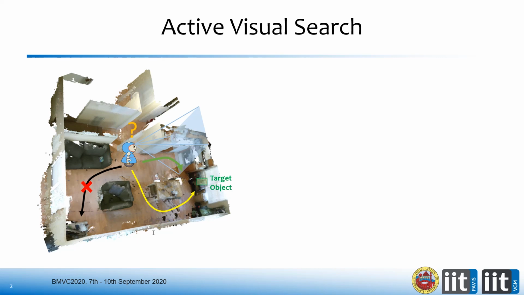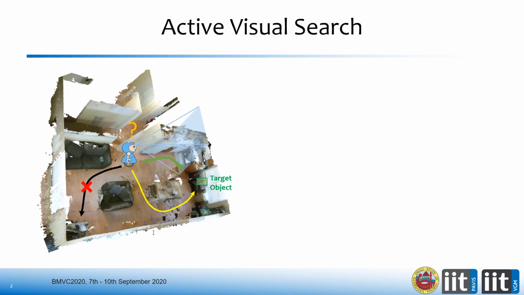Let us consider an autonomous agent equipped with an RGB-D camera that has to navigate an indoor environment with the goal of approaching a specific target object. The agent should find the optimal path to the target object. For example, in the picture on the left, the black path must be avoided because it does not reach the target, while the green path should be preferred over the yellow one because it's a shorter path.